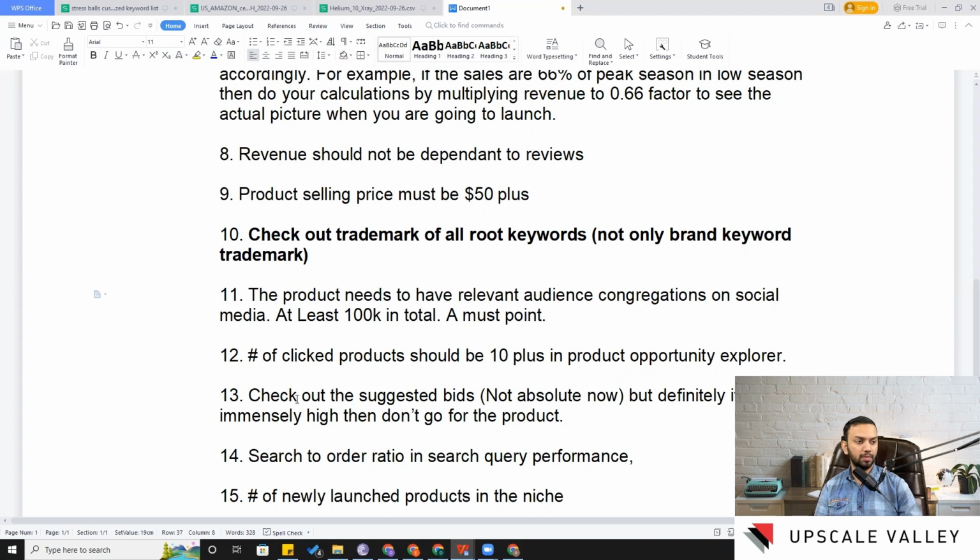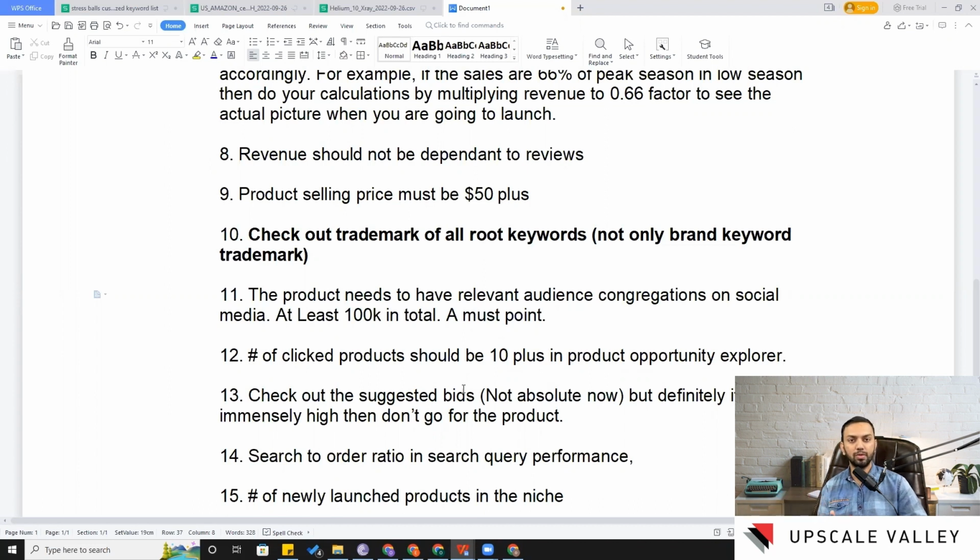Also in the 13th point, check out the suggested bids. It's not absolute, because sometimes I've seen the scenario where the suggested bid was maybe around $1, and after 4 or 5 months when we launched the product, the actual bids were around $4, $5. We have observed the increase in suggested bid during these months as well. Like it's going around $2, then 2.5, then $3, and then 4. Now the suggested bid is around $6.